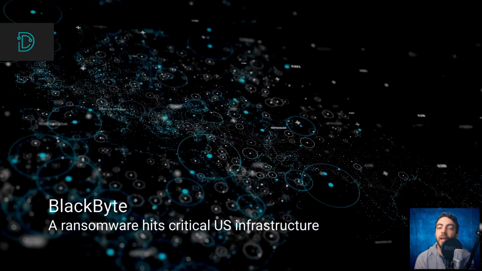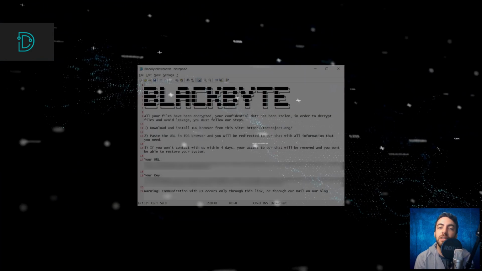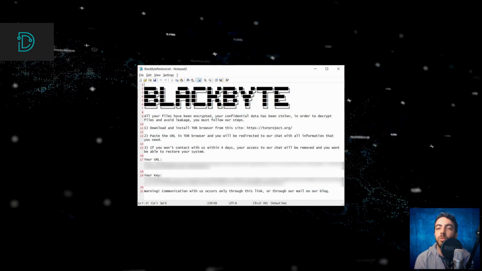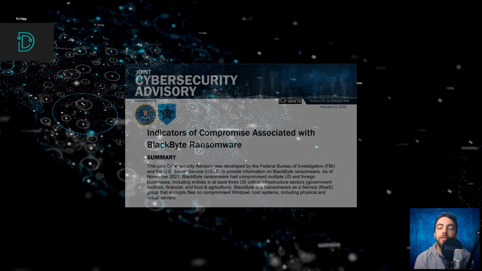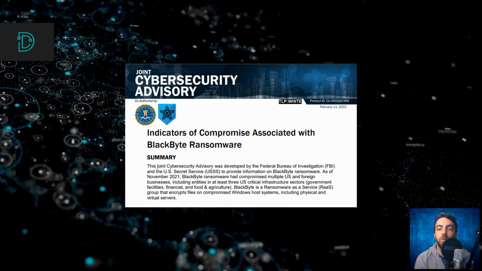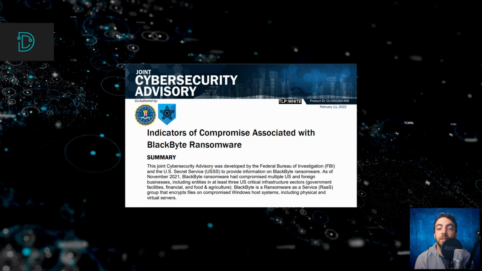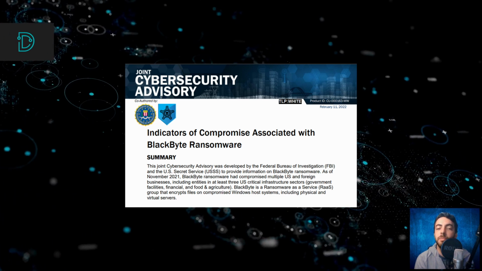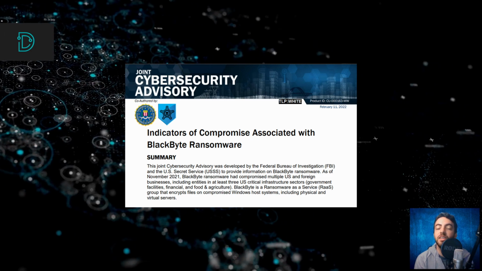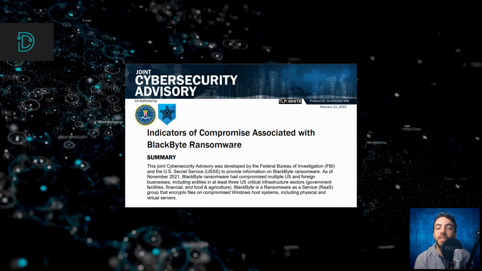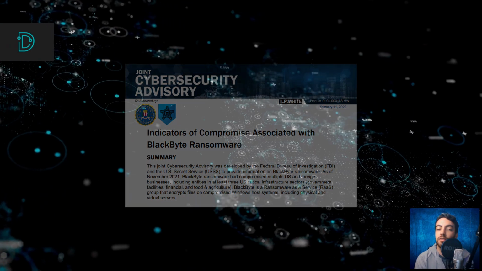In other news, BlackByte Ransomware hit critical infrastructure in the United States. BlackByte Ransomware encrypts files on compromised Windows host systems, including physical and virtual servers. The FBI revealed that the BlackByte ransomware group breached the networks of at least 3 critical organizations in the US in the past 3 months. These breaches came after a string of attacks against US businesses that started in November 2021, including a recent attack on San Francisco's football team, the 49ers.